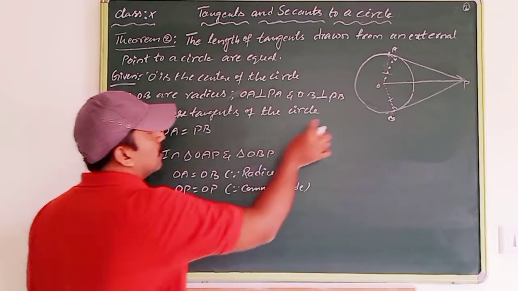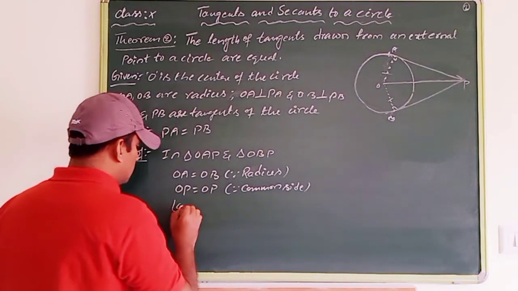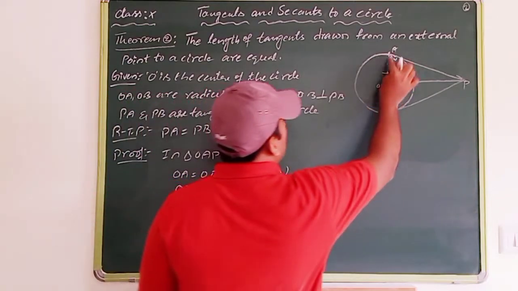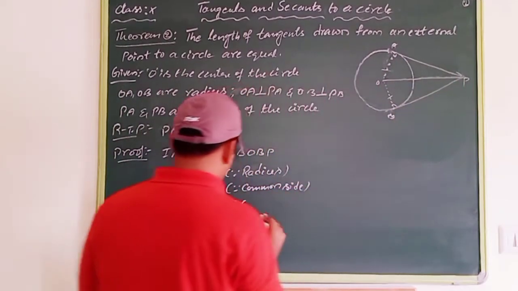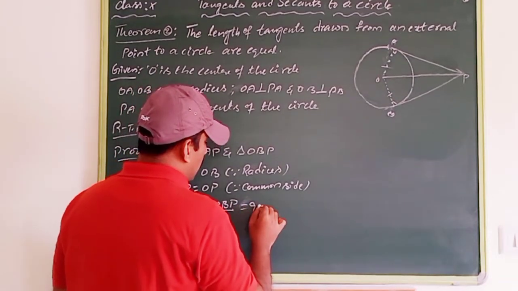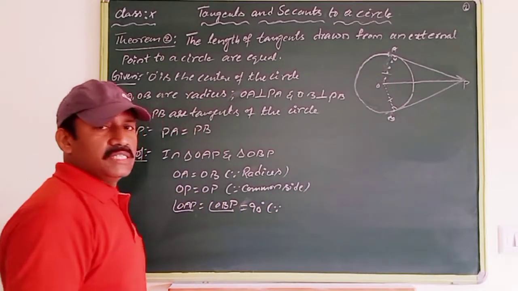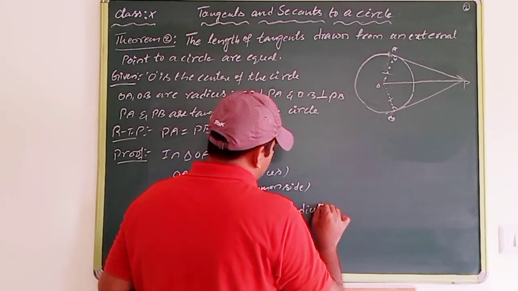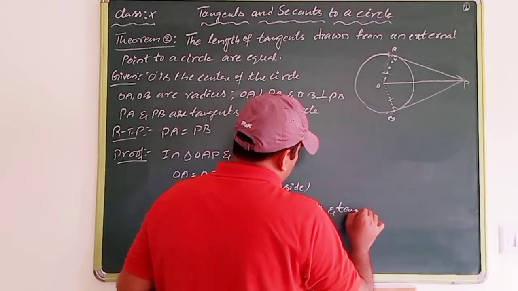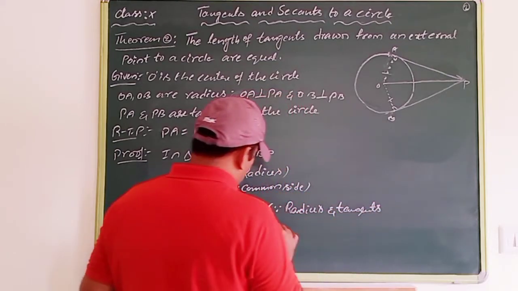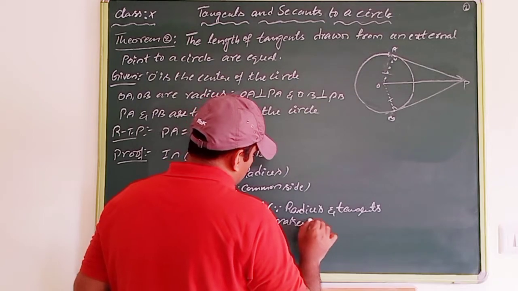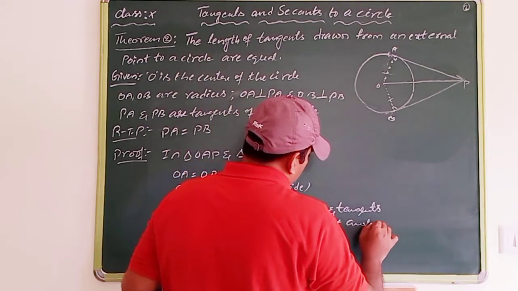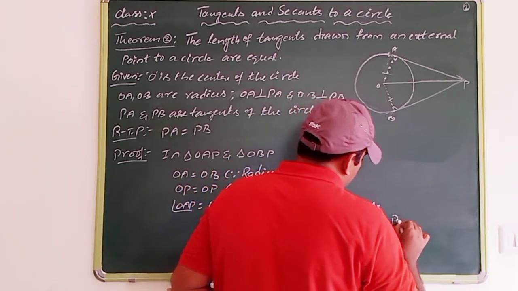Now, angle OAP equal to angle OBP. OAP is 90 degrees, OBP also 90 degrees. What reasons can we write? Radius and tangents make right angle at point of contact.